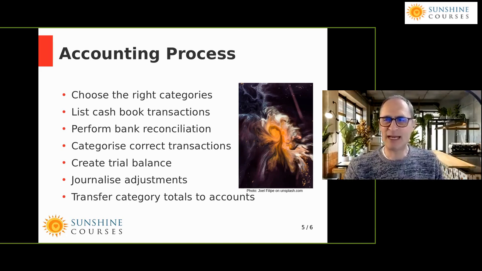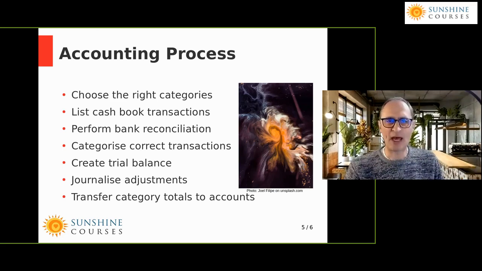We then list the transactions that were spent during the month, or the year, or whatever period we're dealing with, and put them into a book called the cash book, even though it's no longer cash that's the majority of transactions, we still call it the cash book. Then we perform bank reconciliation. This is probably the most significant of all accounting controls, to identify or pick up errors.